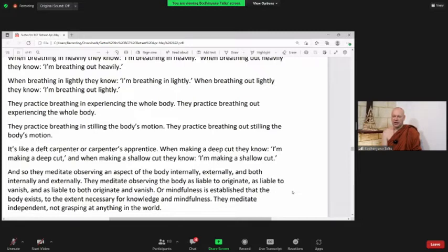So the first part of this, internal, external, and both internal and external, that is all about samatha practice. It is all about calming down. It's all about bringing the mind to samadhi.